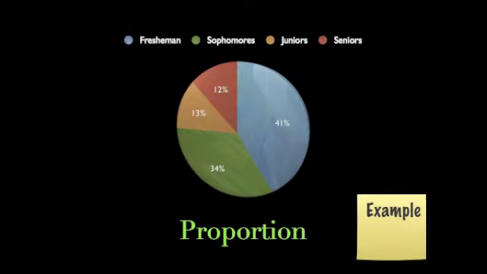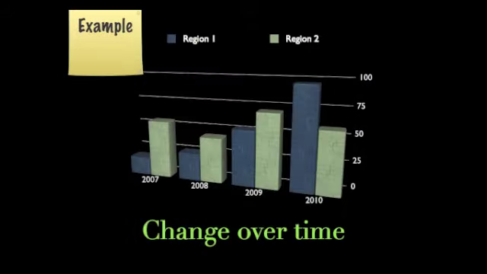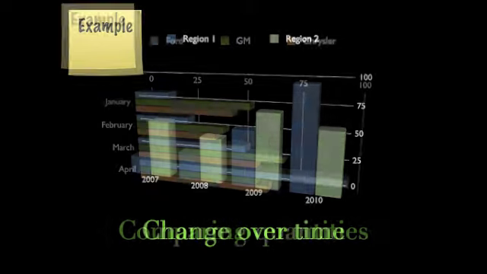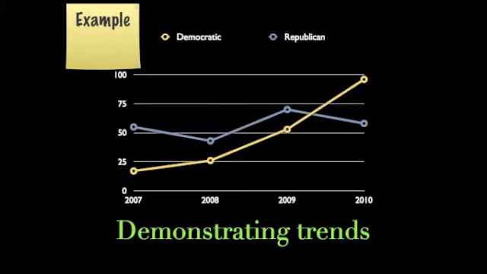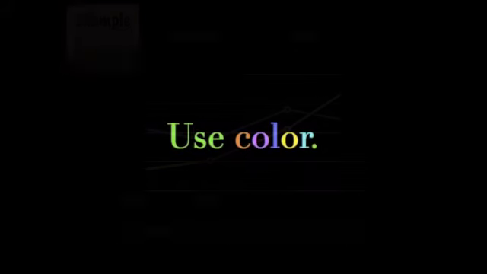Use the appropriate charts for the message you are trying to convey. This means pie charts for showing proportion, bar charts for showing change over time, horizontal bar charts for comparing quantities, and line charts to demonstrate trends.